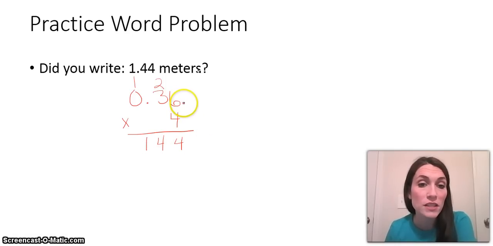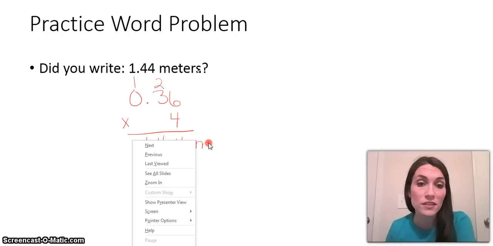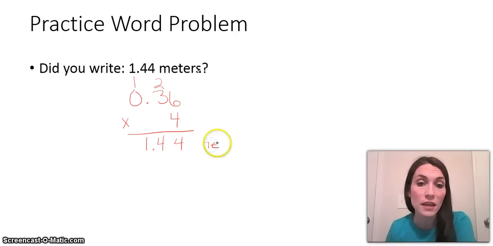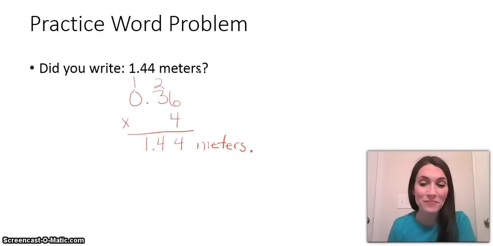Now we have to move our decimal point 1, 2 places, because that's how many there are in our factors. And so if we start right here where the decimal point would be if this answer was 144, we'd move it 1, 2 places. So we get 1 and 44 hundredths meters. And it's always so important for us to label. Okay, good job if you got that one.